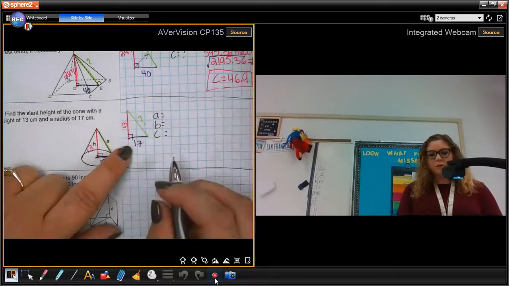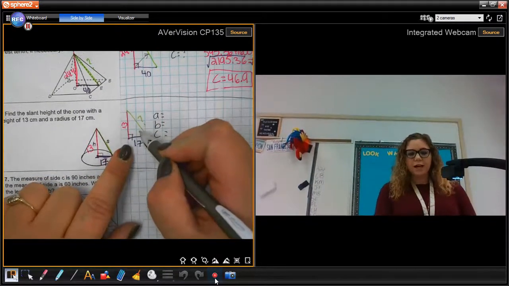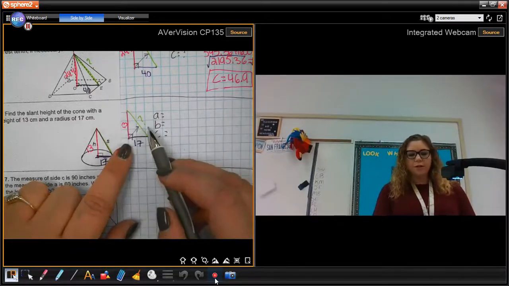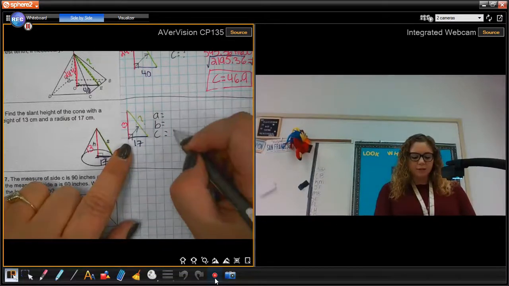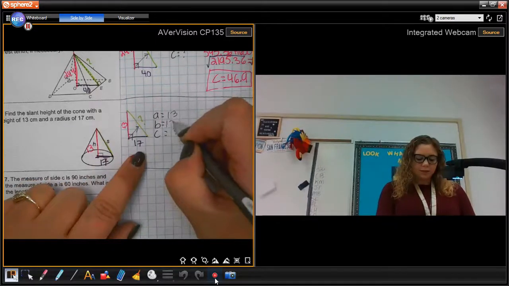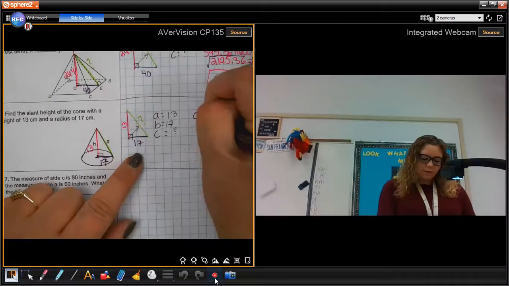The first thing we need to do is identify my hypotenuse. So remember, your hypotenuse is the side directly opposite of the right angle. Okay. We don't have a value for that, so that's just going to be a question mark. A is 13. B is 17. And we use the Pythagorean theorem.